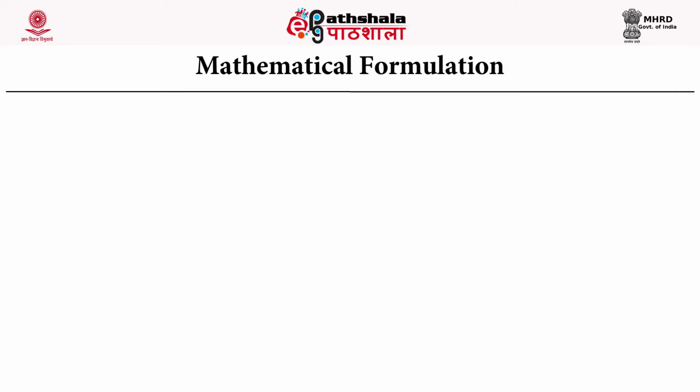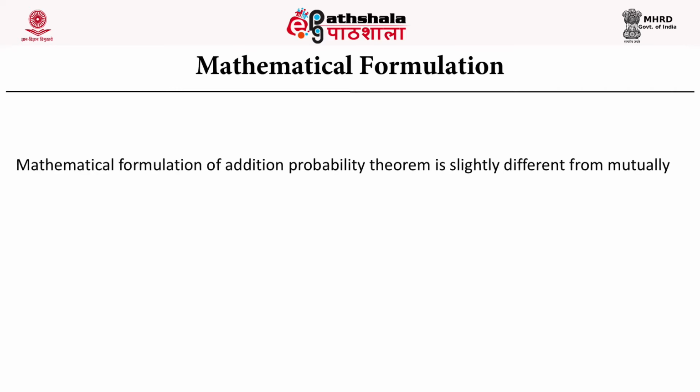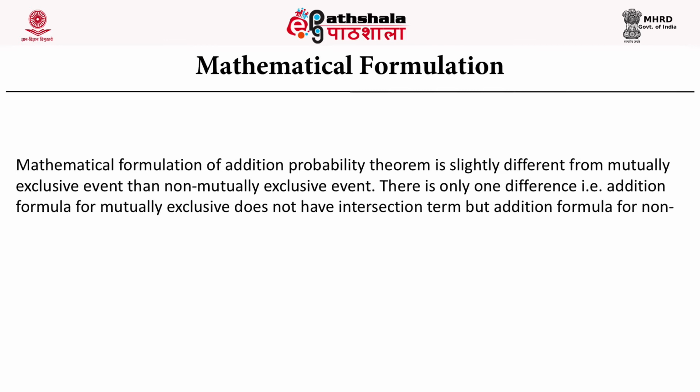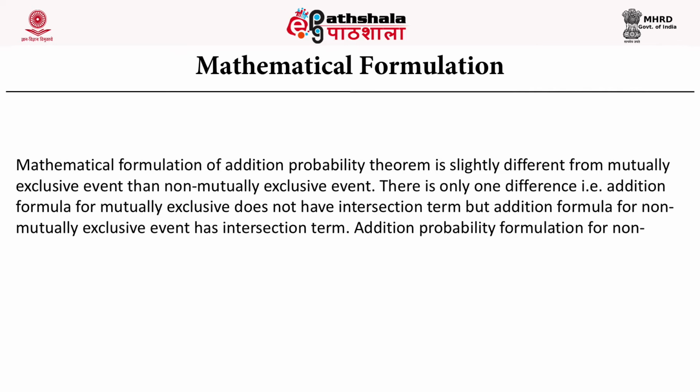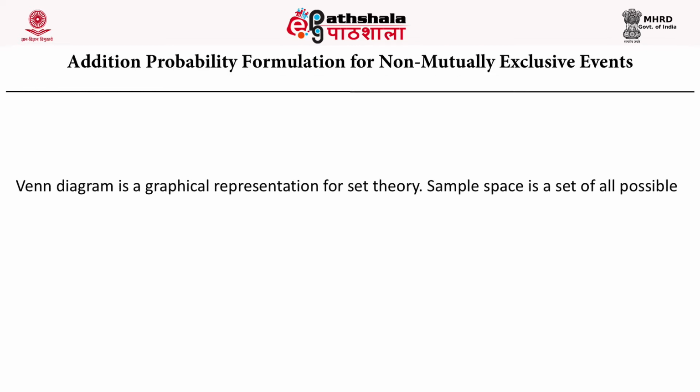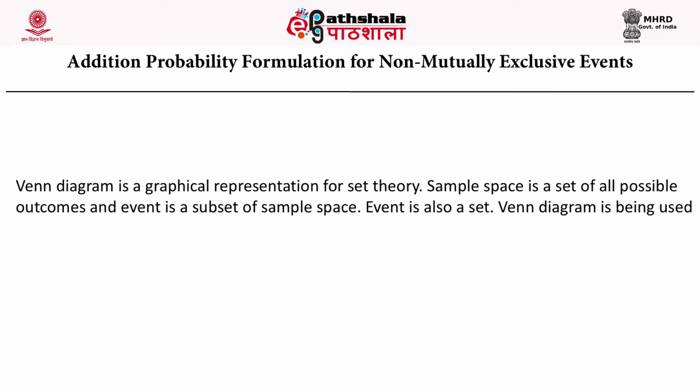Now the mathematical formulation. The mathematical formulation of the addition probability theorem is slightly different for mutually exclusive events than for non-mutually exclusive events. There is only one difference: the addition formula for mutually exclusive events does not have an intersection term, but the addition formula for non-mutually exclusive events has an intersection term. The addition probability formulation for non-mutually exclusive events is a generalization of the formulation for mutually exclusive events.